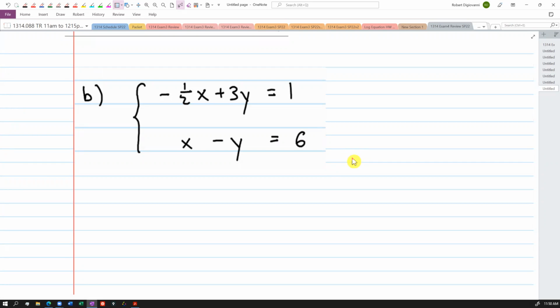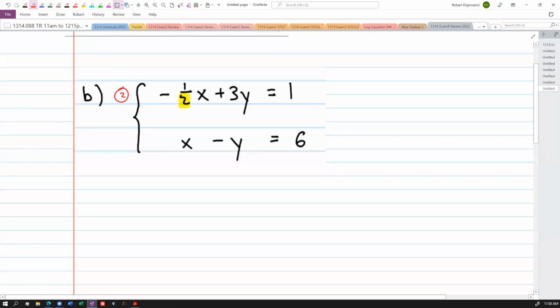You see fractions, y'all just shut down, right? I'm going to kill the fractions. So what I'm doing is I'm looking at the equation with the fraction in it. It's got a 2 down here. I'm going to try and get rid of the 2, so I'm going to multiply the entire equation by 2.